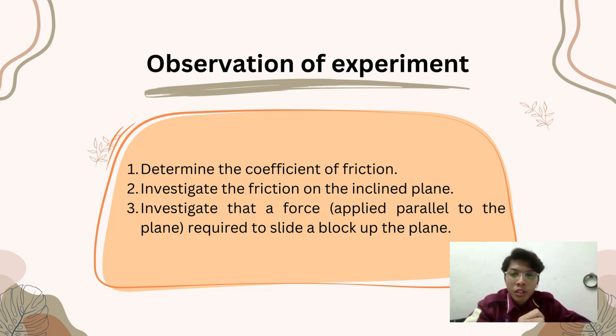For the next part, in our observation of the experiment, we determined the coefficient of friction, which is the frictional force divided by the normal force. Secondly, the friction on the inclined plane, we investigated by considering the angle of the incline, the mass of the object, which is a wooden block, and the coefficient of friction between the wooden block and the incline. We also observed the force required for each angle to get the wooden block to slide up.